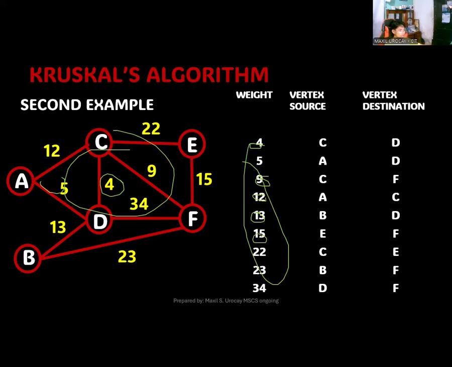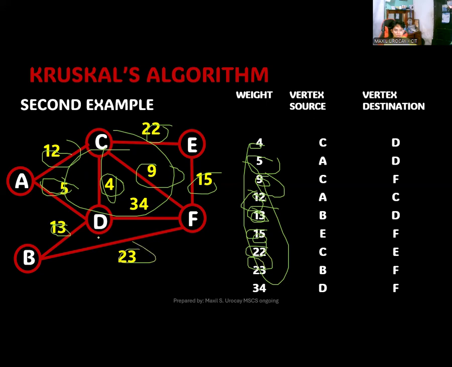You also need to identify the endpoints of each weight. The endpoints of 4 are C and D. For 5, A and D. For 9, C and F. For 12, A and C. For 13, B and D. For 15, E and F. For 22, C and E. For 23, B and F. And for 34, D and F. That is how you get the table of weight, source, and destination.